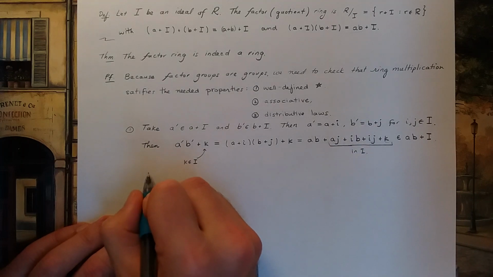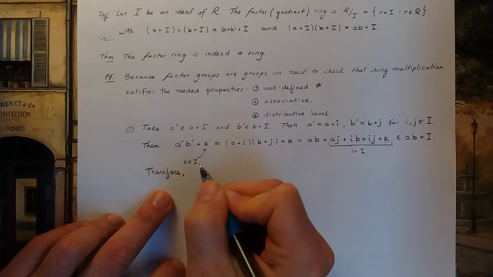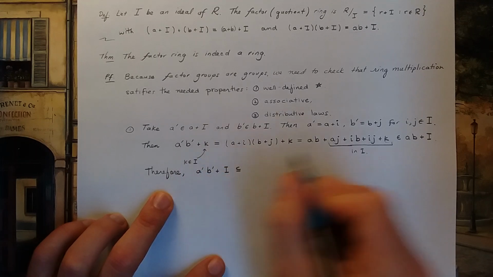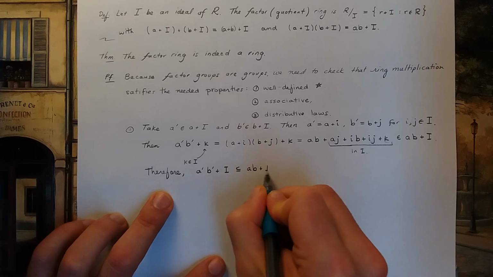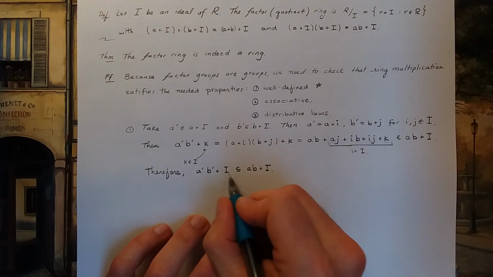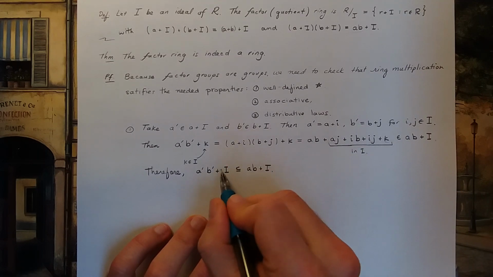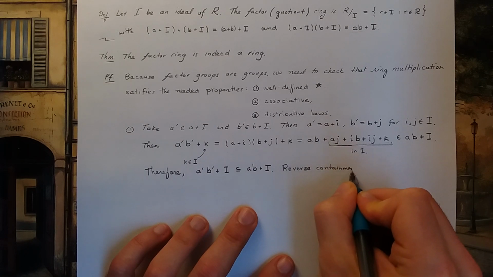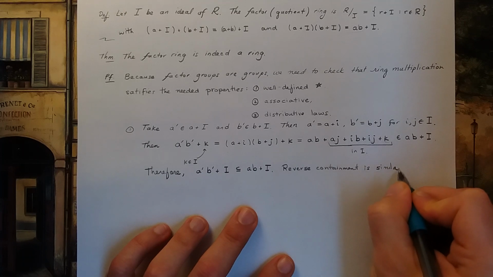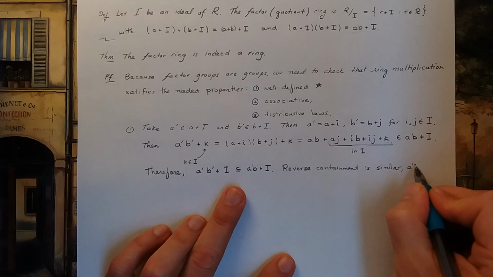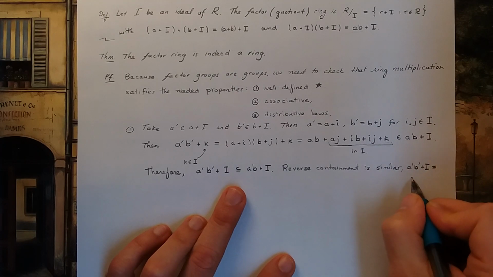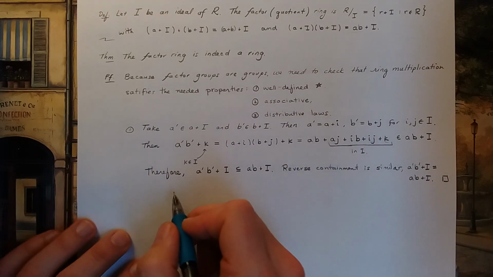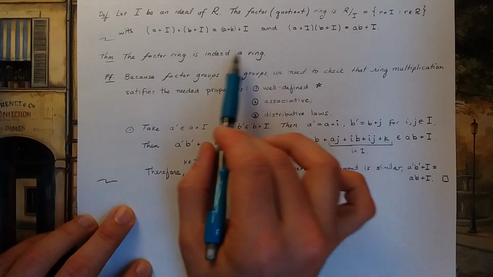What I've actually shown was that A prime B prime plus something in my ideal lands back in AB plus I. This shows one subset containment. Reverse containment is similar. So what I actually get is A prime B prime plus I is the same as AB plus I. That actually verifies the well-defined property. Okay, so we have factor rings are actually rings.